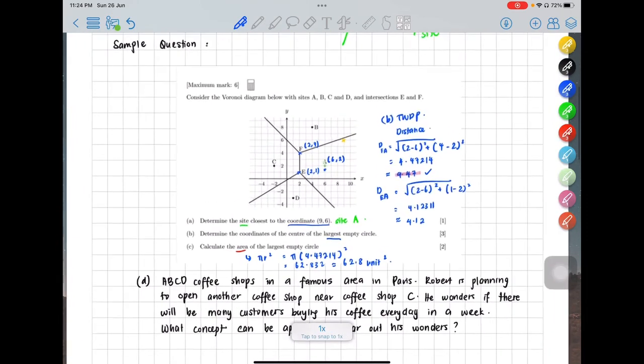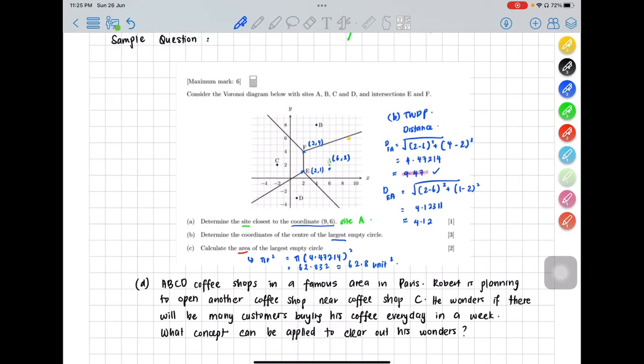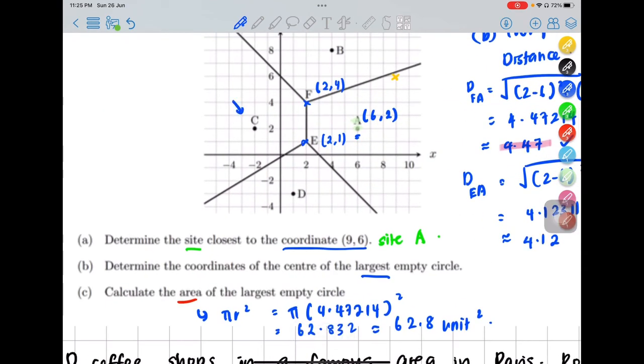So I have added another question to cover all the concepts in Voronoi diagrams. Basically it says that A, B, C, and D are coffee shops in a famous area in Paris. So this guy Robert wants to open another coffee shop near coffee shop C. So they're not open here, C. So let's say he wants to put the shop here.